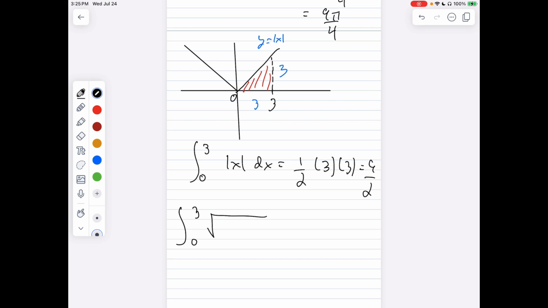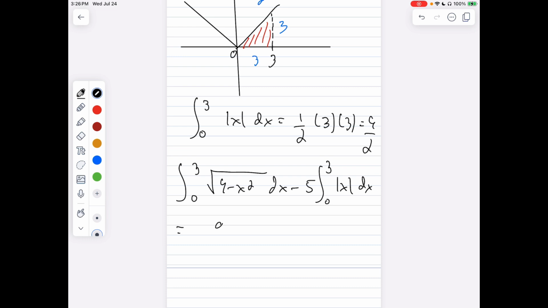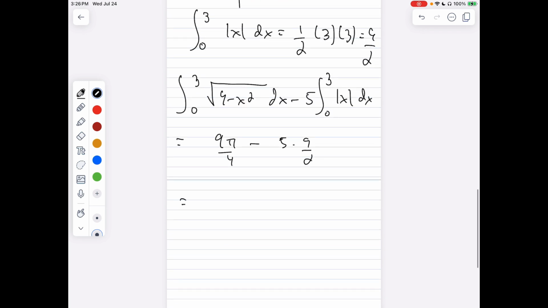So finally, when I compute the integral from 0 to 3 of square root of 9 minus x squared dx, minus 5 times the integral from 0 to 3 of the absolute value of x dx, this is going to be 9 pi over 4 minus 5 times 9/2. And you get 9 pi over 4 minus 45/2. And that would be your final answer. Now this would come out to be a negative number. This is the exact form, and I won't simplify it anymore, but it is going to be negative.